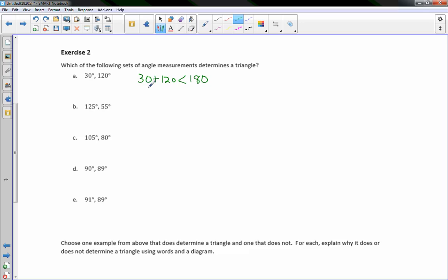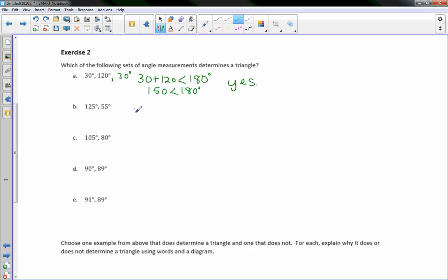So if I take 30 plus 120, I get 150. 150 is less than 180 degrees, and it's less by 30 degrees. So I know I can make a triangle if I have another 30-degree angle. So the answer to this question is yes, that will make a triangle.